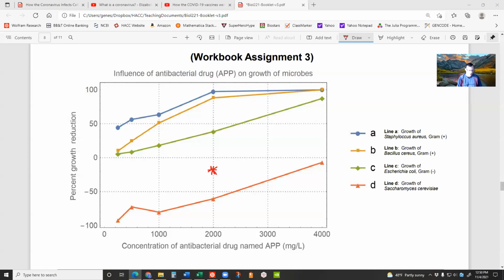Question 6. What would you folks put down for question 6? Which organism experienced a 50% growth reduction at 1,000 mg per liter of APP? Okay, all right, gang, you're doing great. Very proud of you. You're doing fantastic. Bacillus cereus is the correct answer. Good job.